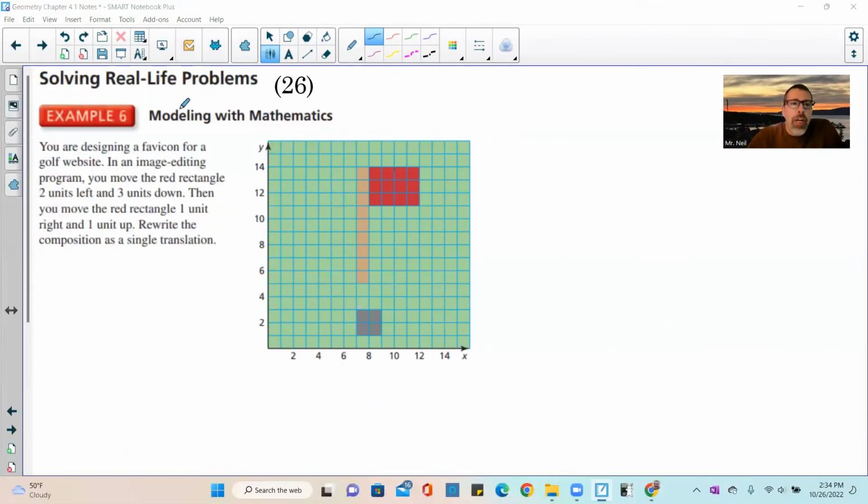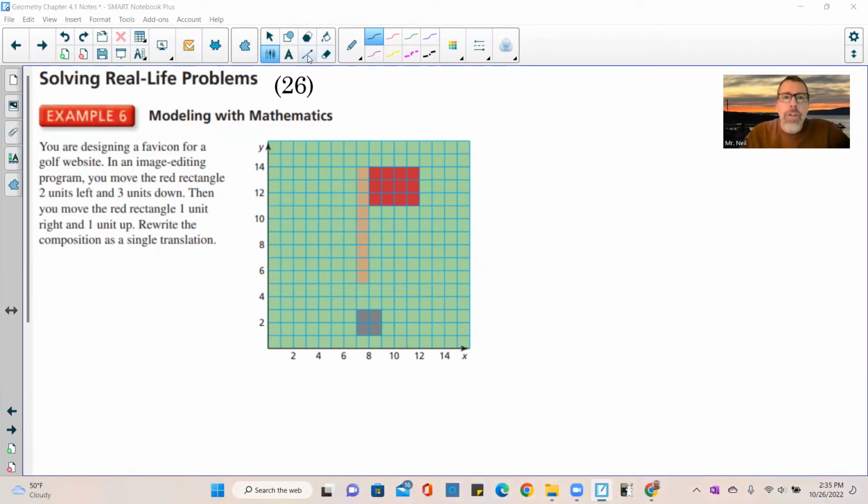Okay, solving real life problems. Example 6, modeling with mathematics. You are designing a favicon for a golf website. In an image editing program, you move the red rectangle 2 units left and 3 units down. Then you move the red rectangle 1 unit right and 1 unit up. Rewrite the composition as a single translation.